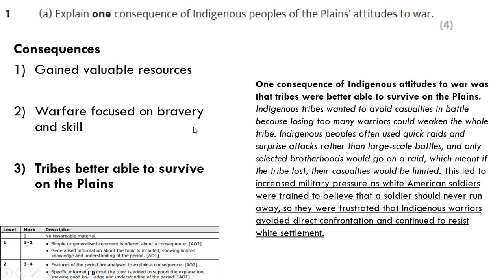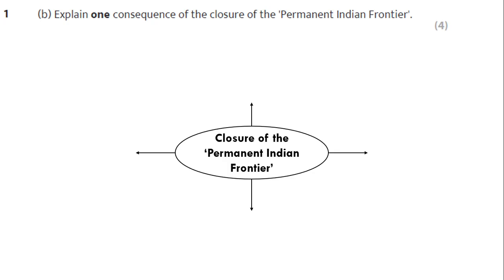So that's how we would approach that question. Any one of those three consequences would do the job, get you 4 out of 4. Our other consequence question is explain one consequence of the closure of a permanent Indian frontier.